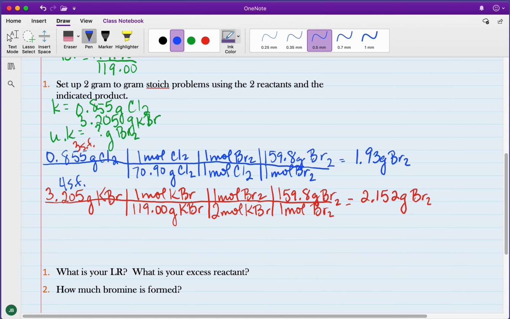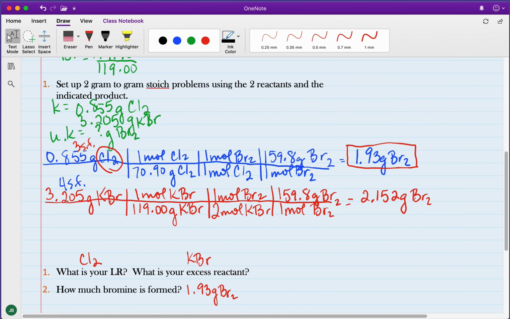All right, so now let's determine what is our smaller amount. What we see is that this is our smaller amount. Therefore, the chlorine is going to be our limiting reactant. So our limiting reactant, I'm going to write it up at the top, is the chlorine. The excess reactant, or excess reagent, is the potassium bromide. And how much bromine is formed? It is 1.93 grams of bromine.